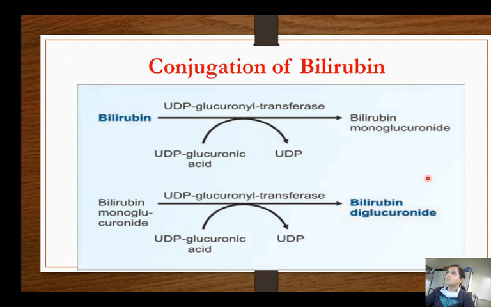Now this is how the conjugation of bilirubin occurs with glucuronic acid. The bilirubin first reacts with UDP glucuronic acid and forms bilirubin monoglucuronide. Then this will combine with one more molecule of UDP glucuronic acid in the presence of the enzyme UDP glucuronyl transferase to form bilirubin diglucuronide, and these are the ones that are excreted via the feces. Some of them will go into enterohepatic circulation. So the bilirubin that is insoluble in water is rendered soluble.